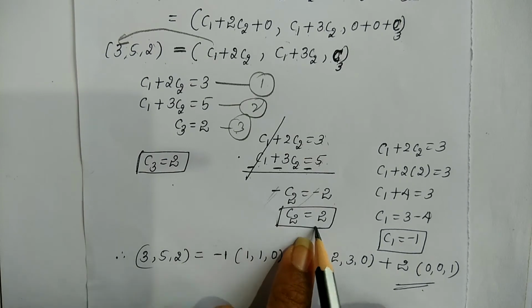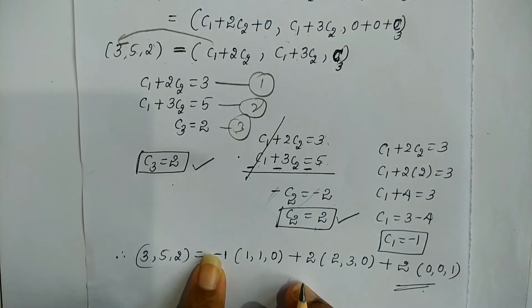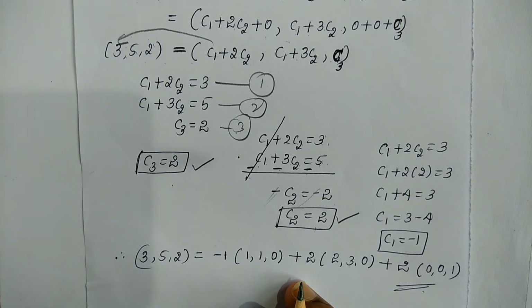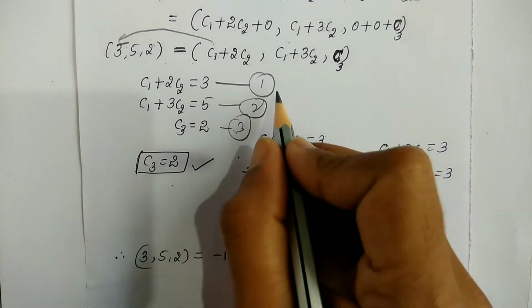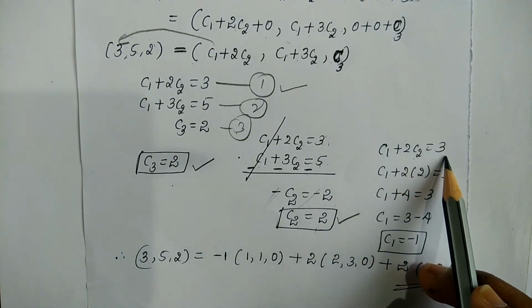Is it okay? So now we have the C2 value and the C3 value. We need another scalar value. What is that? C1. So for that I am considering equation 1. What is that equation? C1 plus 2C2 is equal to 3.